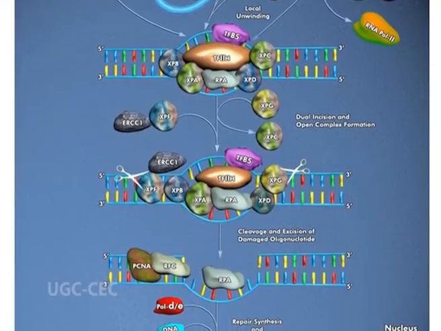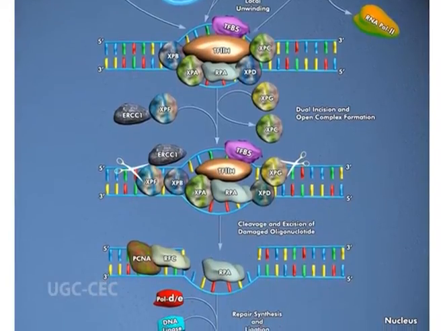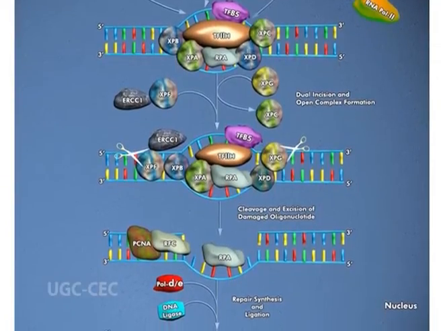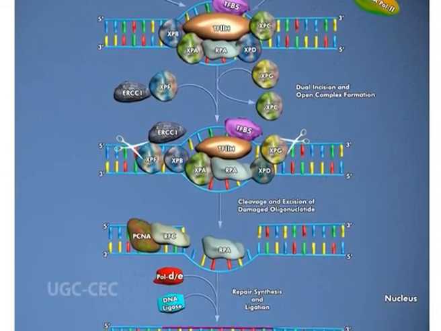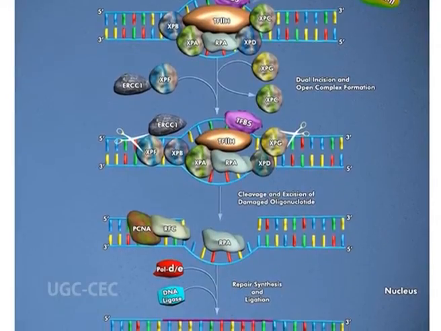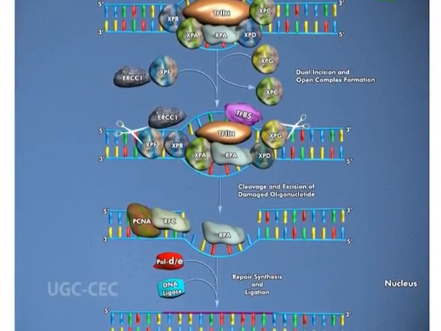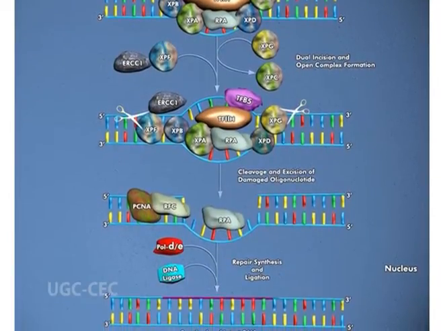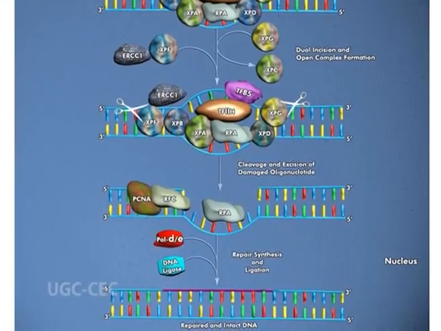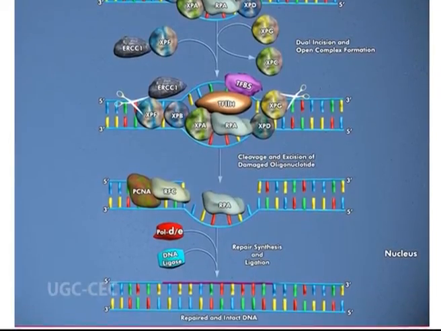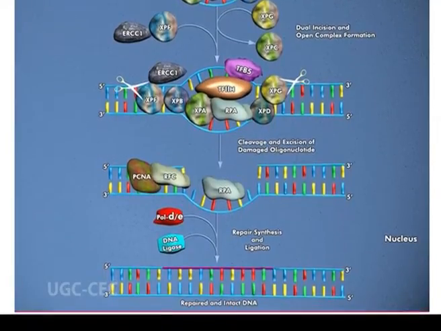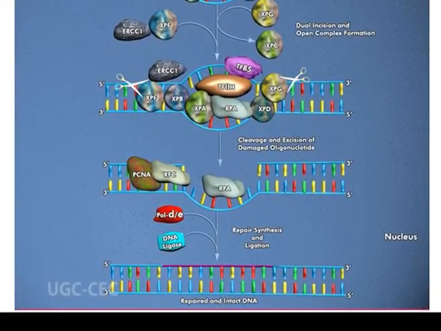The endonucleases XPG and ERCC1, that is excision repair cross-complementing group 1, or XPF, then cleave one strand of the DNA at positions 3' and 5' to the damage respectively, generating an approximately 30 base oligonucleotide containing the lesion. Finally, the nick in the repaired strand is sealed by a DNA ligase, thus completing the nucleotide excision repair.